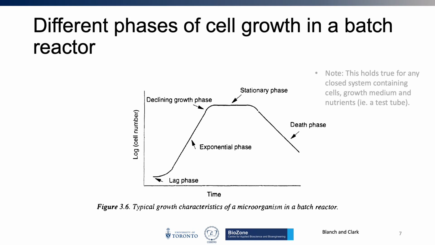And also, if you want to transfer cells from one culture to another culture so that they can enter the second culture with minimal lag phase, you want to harvest them mid exponential phase, so you're sure that they're rapidly growing when they end up in the newer culture.